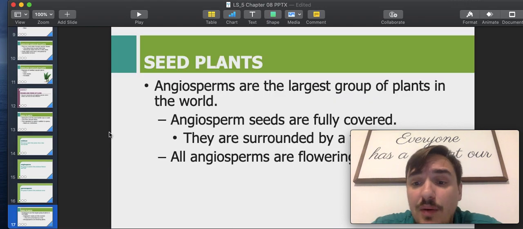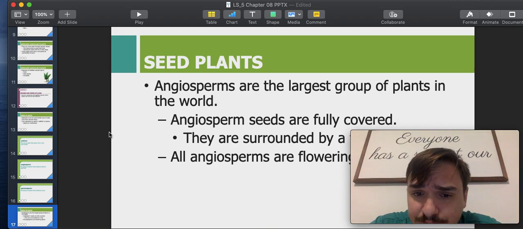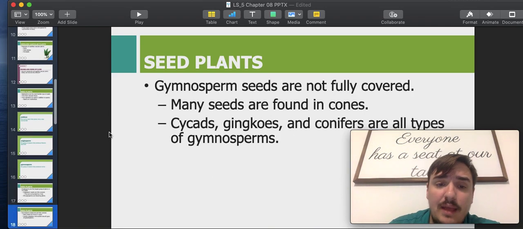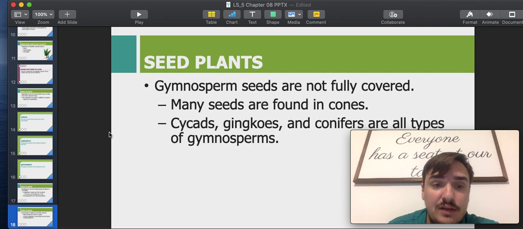All right. Angiosperms are the largest group of plants in the world. So if you look at a plant, it's probably an angiosperm. You can pretty much guess that it is. The reason for that is because this is the way that they reproduce, by the form of those flowers. So angiosperm seeds are fully covered. They're surrounded by a fleshy material called a fruit, and all angiosperms are flowering, and the flower is responsible for attracting insects to allow for fertilization.